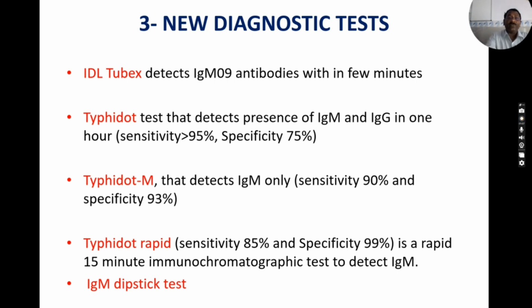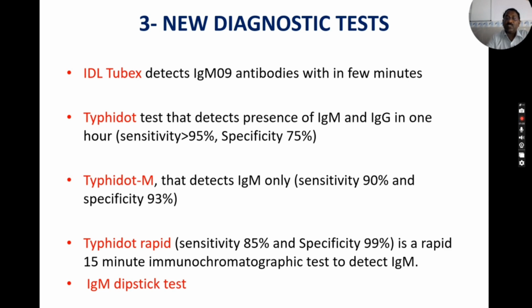So nowadays, Typhidot. Okay, strip tests are also available. They detect the presence of IgM and IgG in 1 hour. Here the sensitivity is 95%, specificity is 75%. Typhidot-M detects the IgM only. Here the specificity is 93%. Okay.